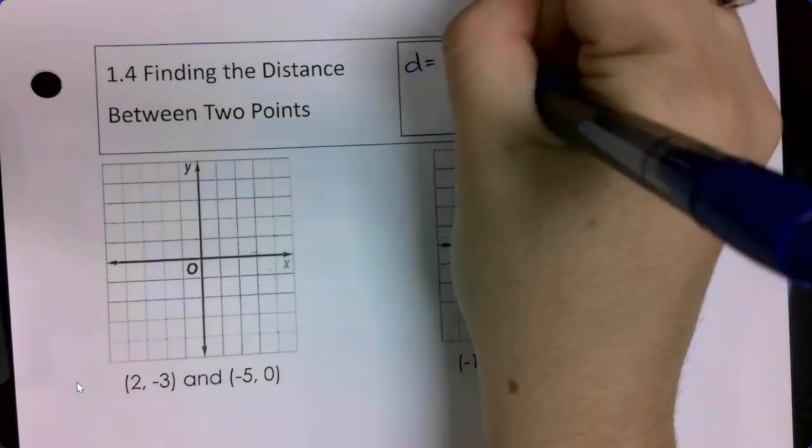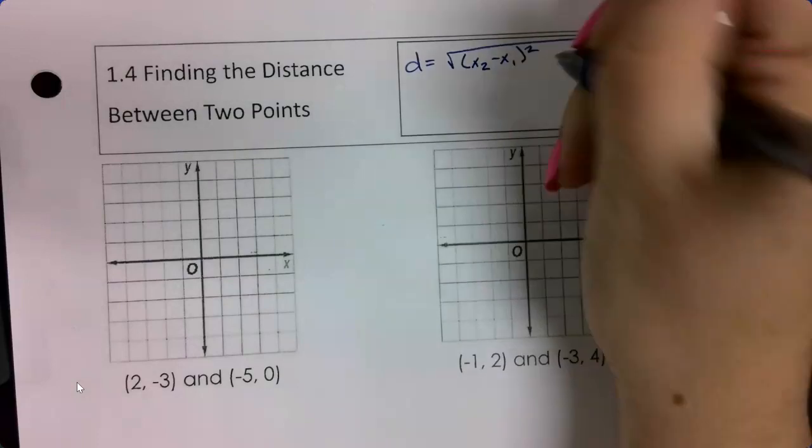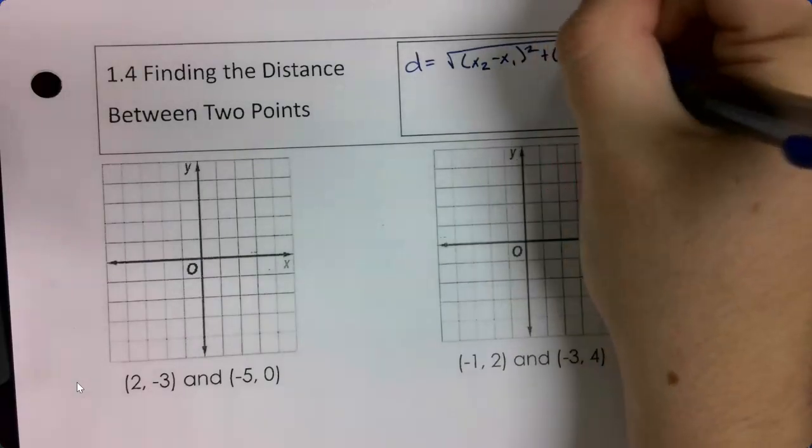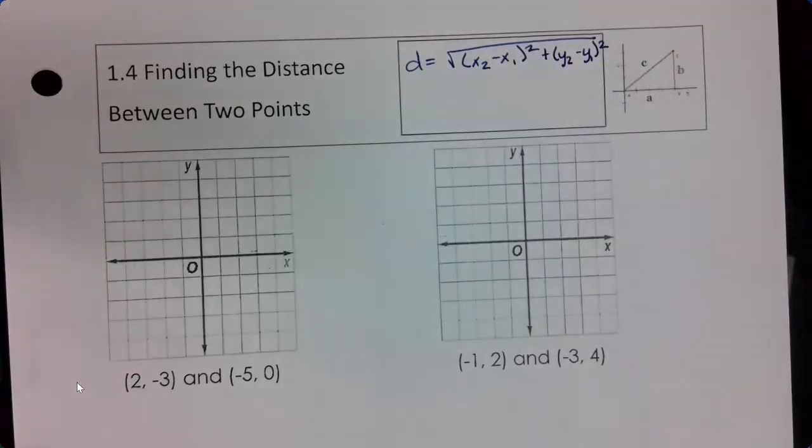It's going to be x sub 2 minus x sub 1. And that whole quantity is going to be squared. And I'm going to add that to y sub 2 minus y sub 1. And that whole quantity is also going to be squared.